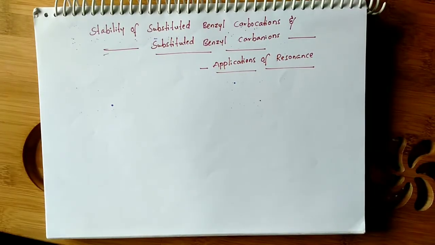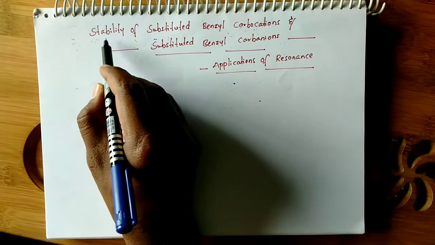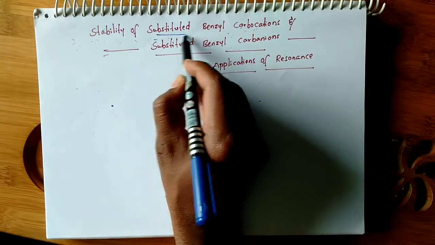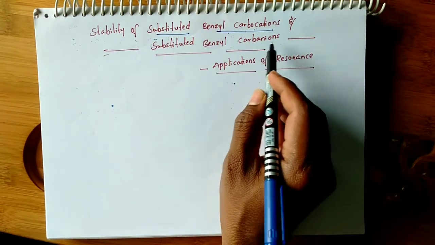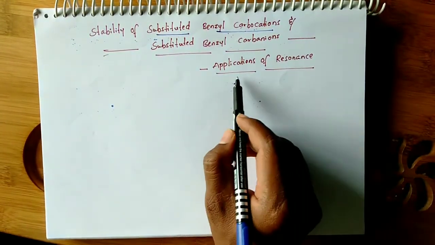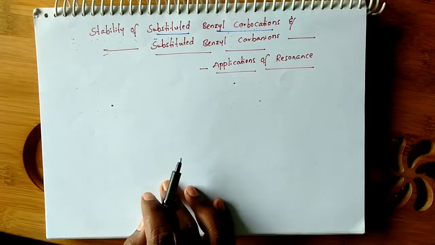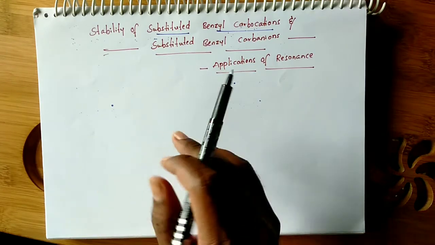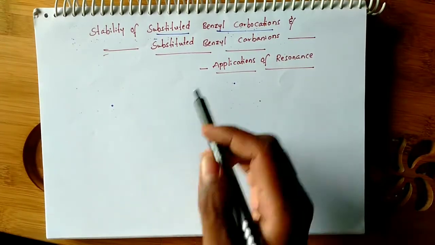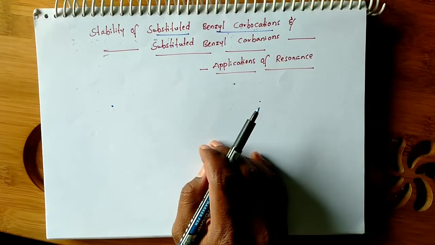Hello everyone. In this video, let us learn the stability of substituted benzyl carbocations and substituted benzyl carbanions. This topic is from applications of resonance. I explained the applications of resonance in the last video: the stability of conjugated systems, and the stability of allyl carbocation and carbanion. I will provide the link for that video in the description. You can refer to that.